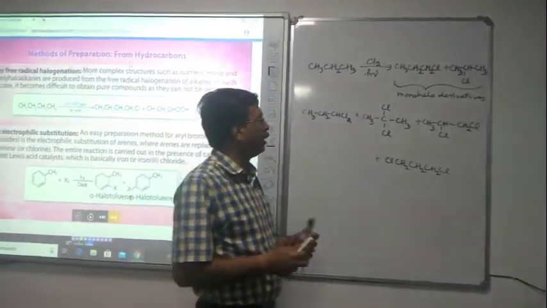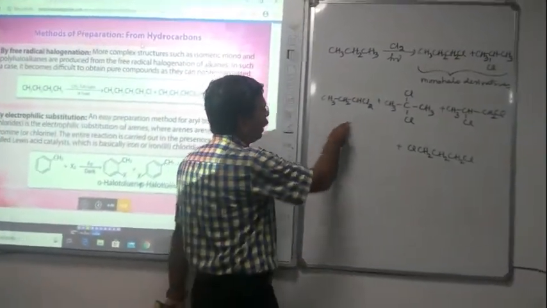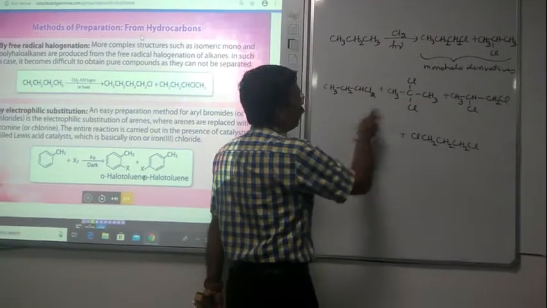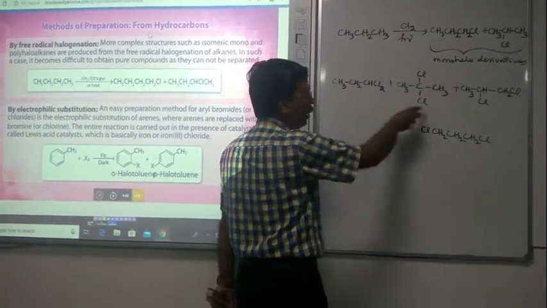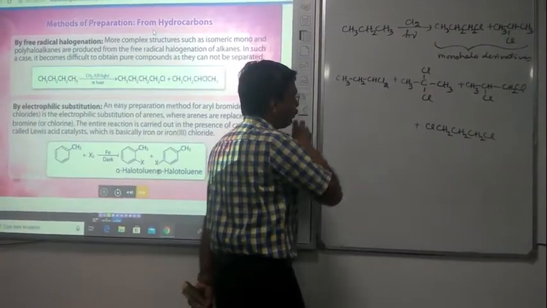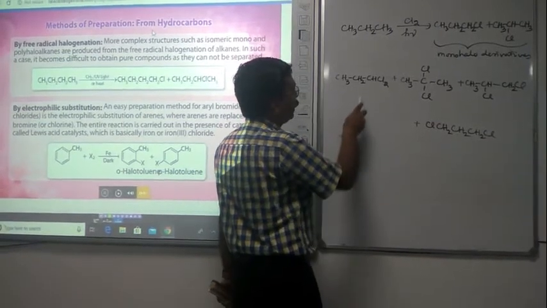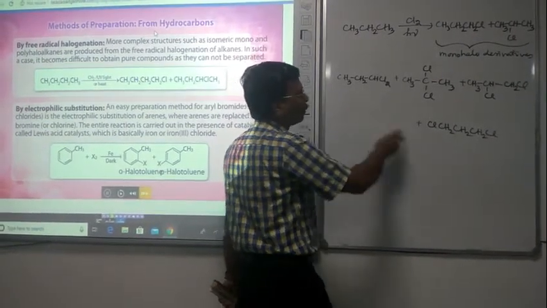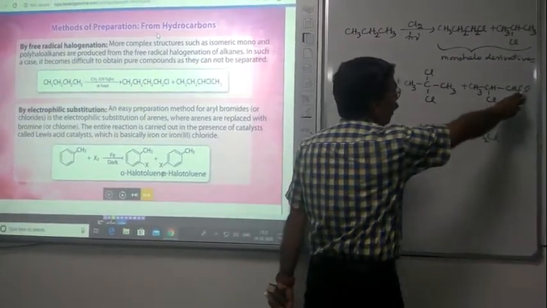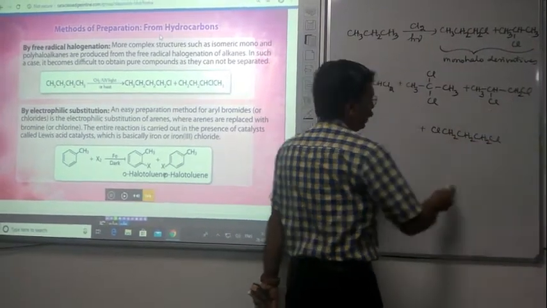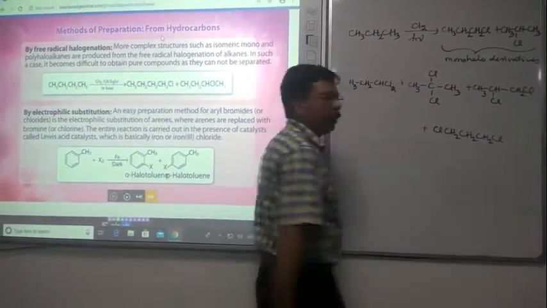Now you mark one thing here. This is 1,1 dichloropropane, this is 2,2, both are coming under geminal. These two are geminal dihalides. This is vicinal. 1,2 means two adjacent carbons, vicinal dihalide. And 1,3 is neither geminal nor vicinal.